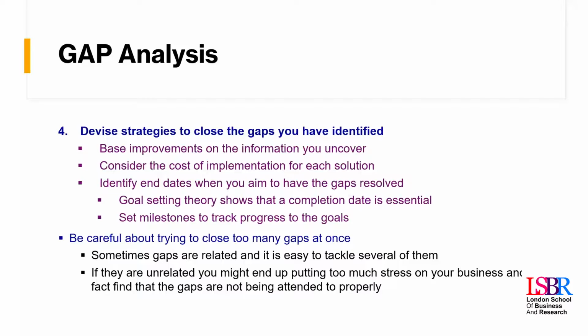Be careful about trying to close too many gaps at once. Again, taking a scattergun approach and trying to take on too much usually results in failure. It usually results in you actually suffering rather than achieving what you want to achieve. So make sure you're not taking on too much. Finally, if your gaps are unrelated, you might end up putting too much stress on your business and in fact find gaps that are not being attended to properly. So again, try to identify gaps that are similar and can be addressed together rather than trying to address completely different gaps, okay?